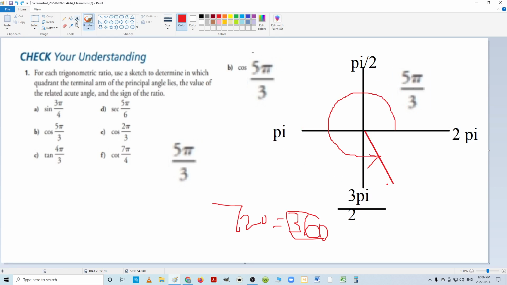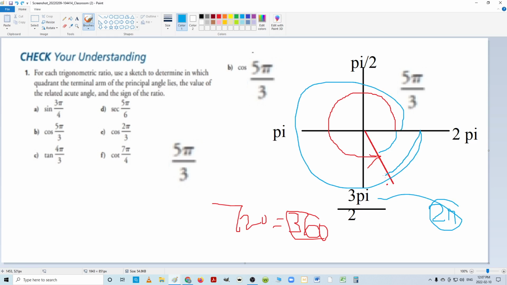But the question always remains, what is the acute angle? And the acute angle is always the shortest angle here. Well, for quadrant 4, as this is, it's always going to be 2 pi minus the angle. That's because if I go around full, 2 pi, and then go back to there, I go back to there. So that means this little blue area is always going to be 2 pi minus the red area to produce the blue area. Okay, let's look at that.